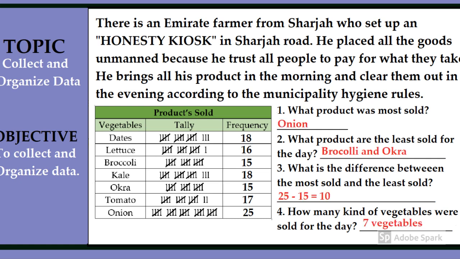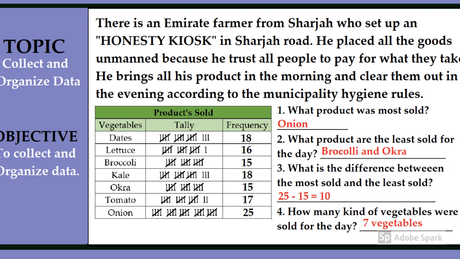And what products are the least sold for the day? So the least sold are those with 15 counts. So those are broccoli and okra or ladyfinger. Then what is the difference between the most sold and the least sold product? The most sold is the onion, which is 25, and the least sold were broccoli and okra, which is 15. So 25 minus 15 is equal to 10.